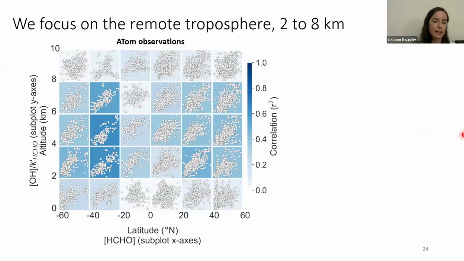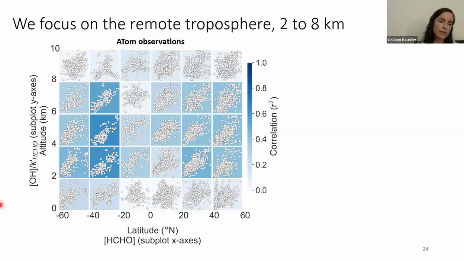Okay, and so in our case, in particular, we're focused on the remote troposphere between 2 to 8 kilometers depth. Sorry, maybe I should introduce this a little better. What the subplot is now showing is these 2 kilometer by 20 degrees zonal bins between 60 degrees south and 60 degrees north in terms of the X coordinate, or the horizontal space that this subplot is reflecting.